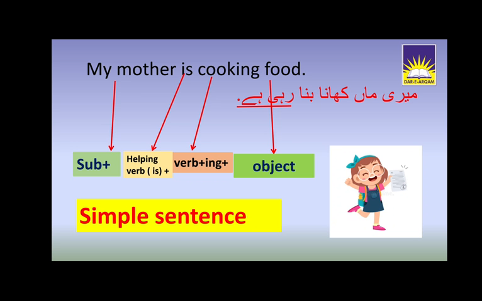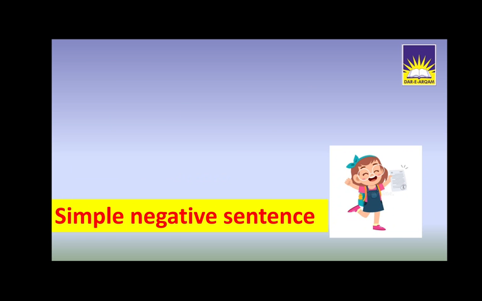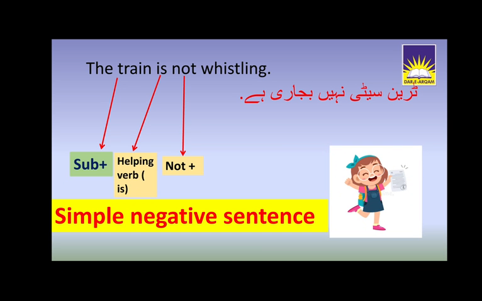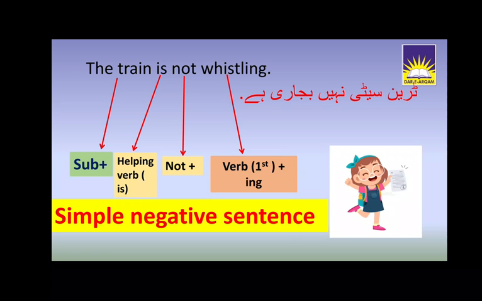Now moving to the negative sentence. The train is not whistling. Its Urdu translation is ट्रेन सीटी नहीं बजा रही है. The train is the subject plus is the helping verb. Not will come in between the verb and the helping verb. Like this. And then in the last, in this example, there is a verb plus ing with no object. Moving to the next one.